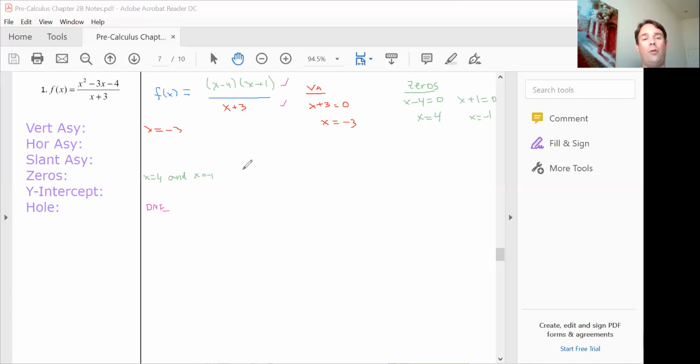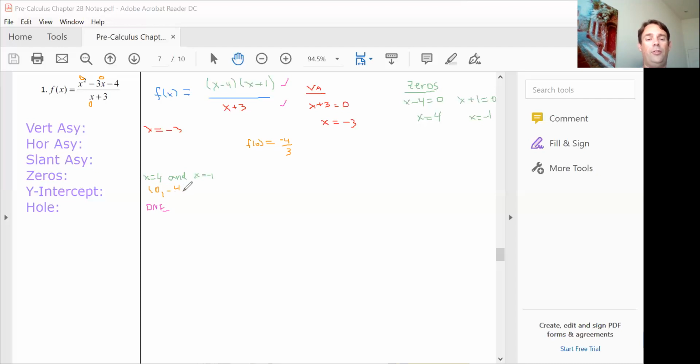Next up, we have our y-intercept. To find the y-intercept, I'm going to plug 0 in for my function. So if I plug 0 in for all these x's, I get 0 squared minus 0, and I end up with -4 over 3. So that means my y-intercept here is (0, -4/3).